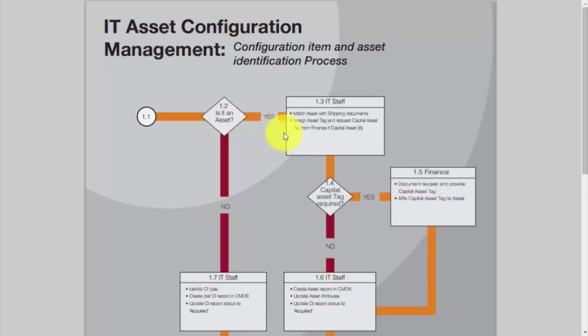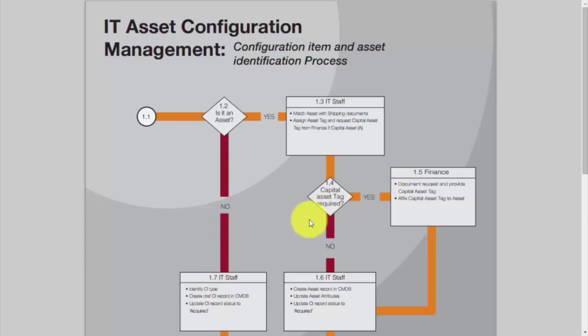If it is an asset, we'll move on to step three, where we match the asset with shipping documents and we assign it an asset tag and request a capital asset tag from finance if it is in fact a capital asset. So that proceeds to step four, where the IT asset manager will determine whether or not a capital asset tag is required. If so, he'll document the request, and finance will then provide a capital asset tag, and that capital asset tag will be affixed to the asset.